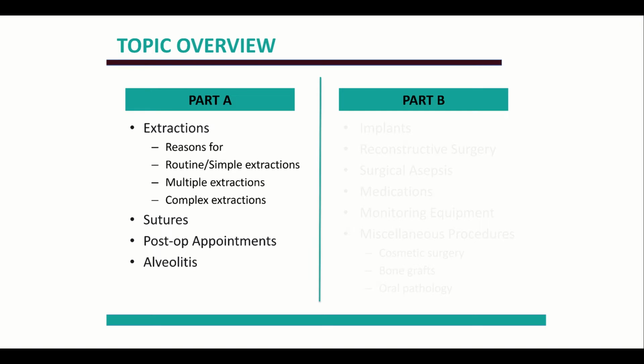We are going to cover oral surgery in two parts. This first podcast is part A, and we're going to cover extractions, reasons for routine or simple extractions. Those are terms that are commonly used. Multiple extractions, when we pull a number of teeth at one time, and a complicated extraction, meaning typically wisdom teeth, or a tooth is broken off, the crown's broken off, so we have to go digging for the root tips. That would be called a complex extraction. Then we're going to talk about sutures, the post-op appointment, and alveolitis.